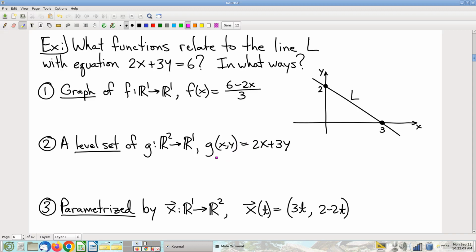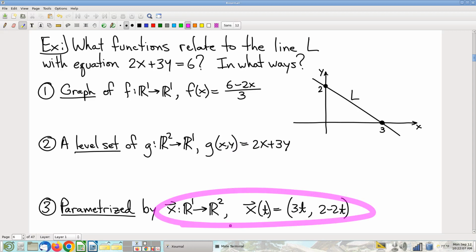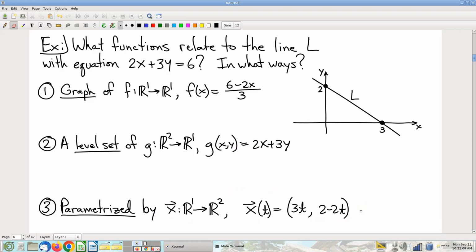Last observation, real quick. I'll point out that this is also parameterized by this function right here. It's not too hard to see that this point, for example, is (0, 2), which you see right there, and then this direction vector, not too hard to see, is (3, -2). And so what we've got here is basically A plus tV for that point, purple point A, and that green vector V. So this is a parameterization of this line.